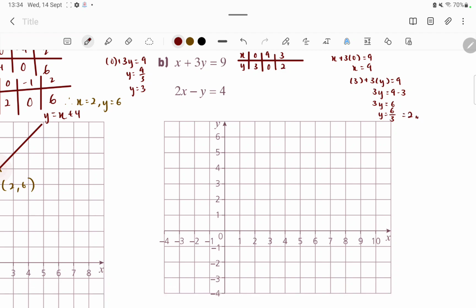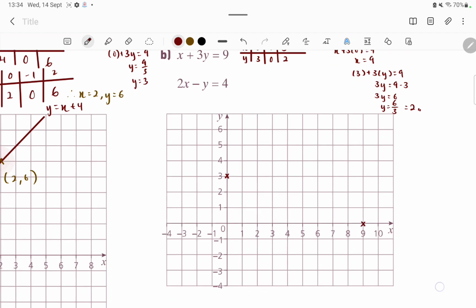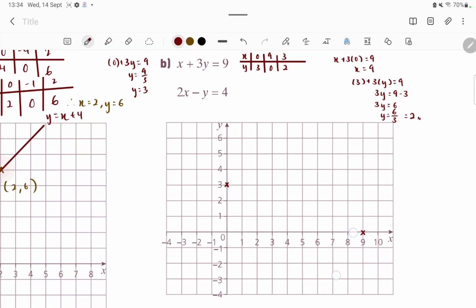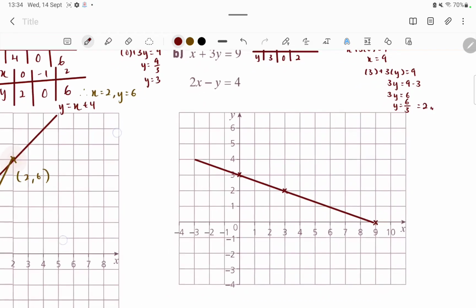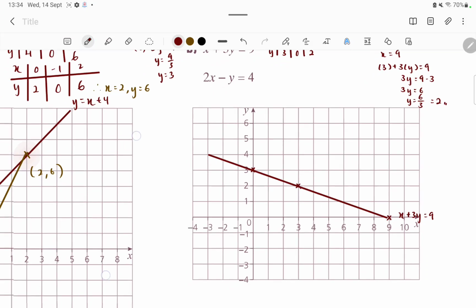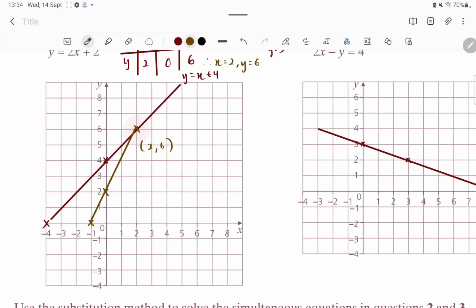So after you got these 3 points, you try to plot the graph. So when x equals to 0, y equals to 3, so 0, 3, and then 9, 0. And then when x equals to 3, y equals to 2. Okay, so let's try to connect the points. Okay, so this one is the graph. We should label it first. x plus 3y equals to 9. And this one also I forgot to label just now. So this one is y equals to 2x plus 2.